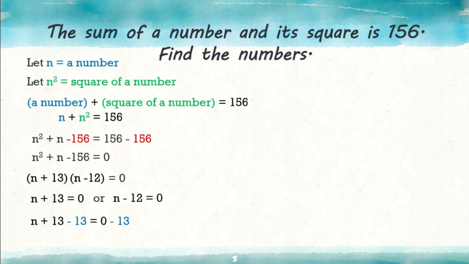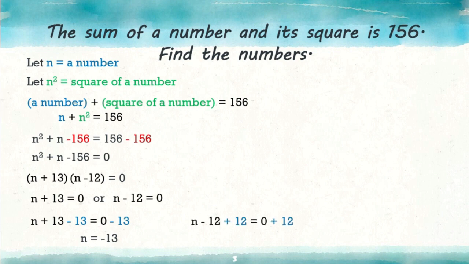n plus 13 minus 13 equals 0 minus 13. Simplify. So we have n equals negative 13. The first value of n is negative 13. What about the second factor?